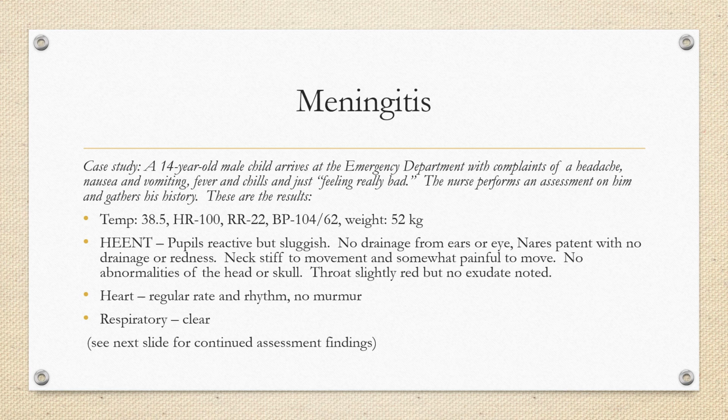So looking through our history here, his temperature is elevated, pupils are reactive but sluggish, that's not normal. His neck is stiff to movement and somewhat painful, so that's abnormal. No other abnormalities of the head or skull. His throat is slightly red, but there is no exudate noted. Heart, respiratory, everything's fine there.